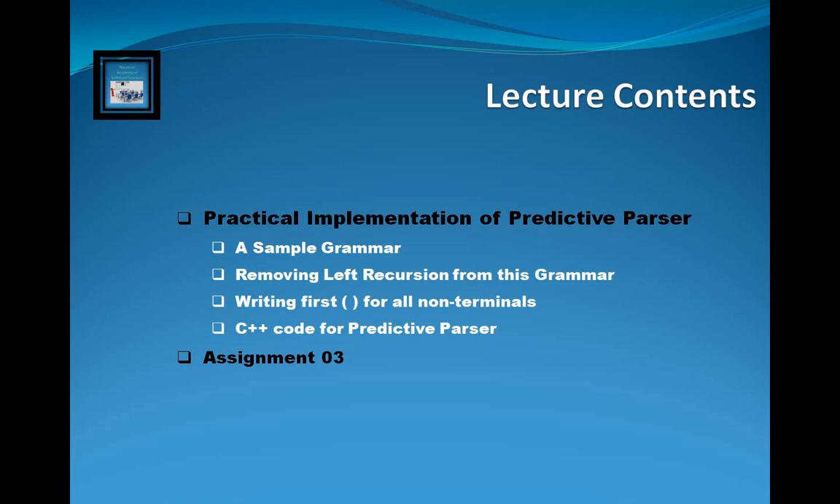As that grammar will be recursive, we will remove left recursion from that grammar, and we already learned how to remove left recursion from a grammar in the last lecture. Then we will apply the first function on all non-terminals of the resultant grammar that we will get after removing left recursion from our original grammar. And after all these steps we will try to learn how to write the code for a predictive parser.